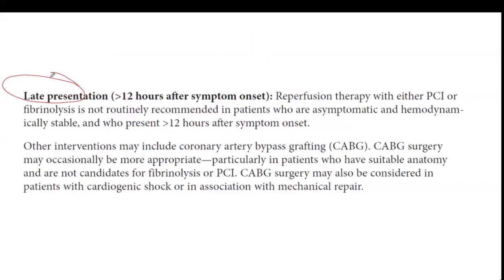What about late presentation? So you could ask me, what if the patient comes after 12 hours? What will we do? Reperfusion therapy with either PCI or thrombolytics is not routinely recommended in patients who are asymptomatic and hemodynamically stable who present after 12 hours. Now, will they not get anything? They will. It means that it is not urgent anymore that you have to immediately take the patient for PCI. You can wait for 24 hours even to do the PCI for that patient.